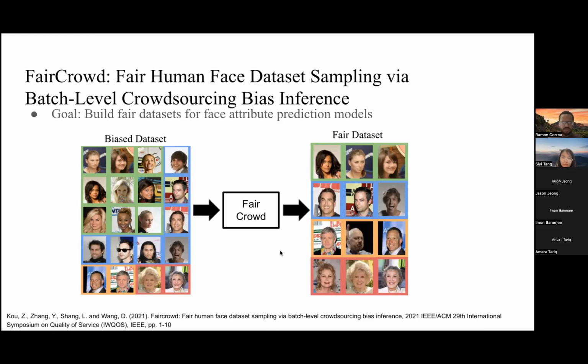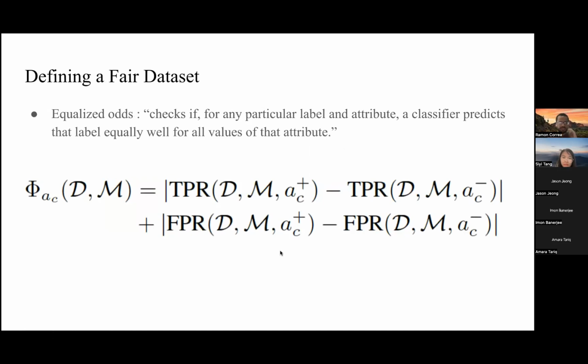And in this paper, the way that they define fairness is using equalized odds, which is basically for a given data set, a model, and a certain demographic label. So that's the A plus and A negative here. Let's say for male versus female, ideally a fair model should have very small true positive rate differences. For example, for detecting smiling, the model should have a very low difference in the true positive and the false positive rates.